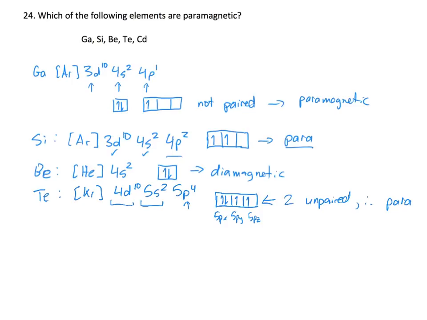Last one is cadmium. Cadmium has an electron configuration of krypton 4d10, 5s2. So this has 2 subshells that are both completely filled. All electrons here will be paired. Therefore, this one is going to be diamagnetic. Great.